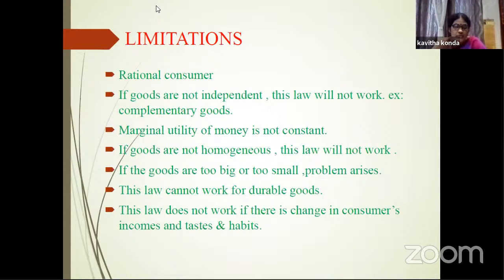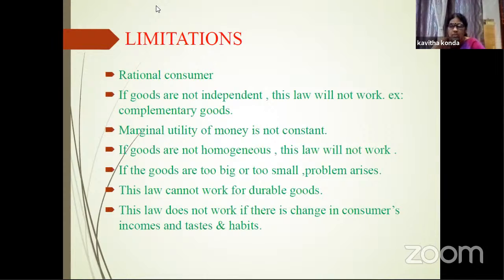And the marginal utility of money: according to him, goods can be measured in terms of money. To measure marginal utility in cardinal numbers in terms of money, the MU of money must remain invariant, isn't it? Invariant means not constant. But it is not constant here. MU of money diminishes when the stock of money rises. And the next is homogeneity. This law will not work if goods are not homogeneous.